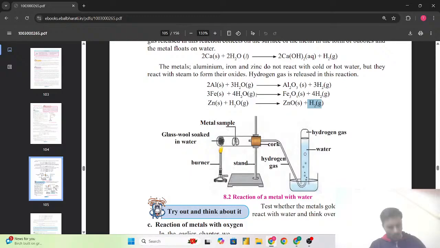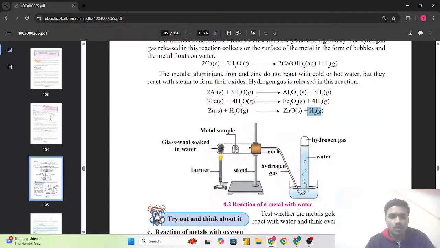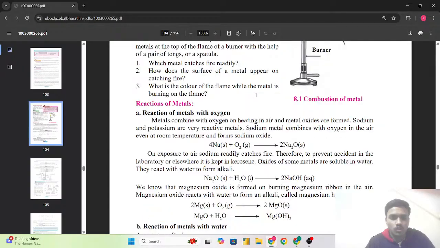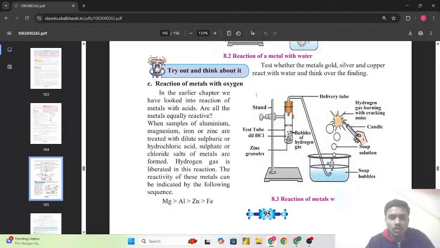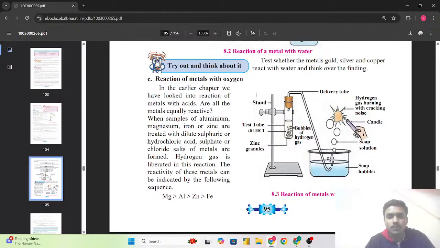So next is the reaction of the metals with the oxygen. As we have seen, the reaction of the metals with the oxygen is given again here. In the earlier chapter we looked into the reaction of the metals with the acids. Are all the metals equally reactive? When samples of aluminium, magnesium, iron or zinc are treated with dilute sulfuric or hydrochloric acid, sulfate or chloride salts of the metals are formed. Hydrogen gas is liberated in this reaction.